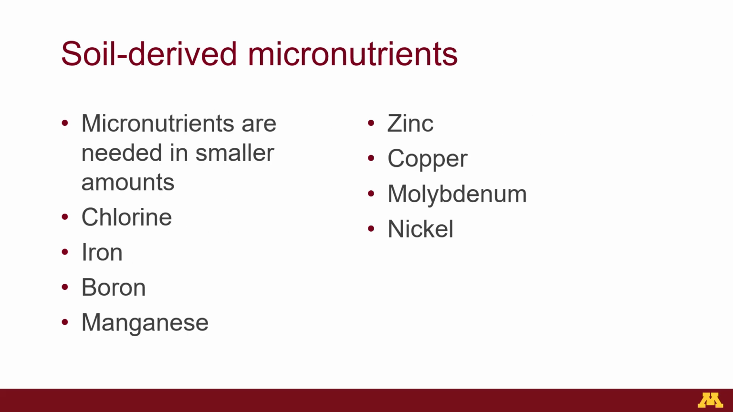Micronutrients are crucial to plant health, but are needed only in very small quantities. They include chlorine, iron, boron, manganese, zinc, copper, molybdenum, and nickel.